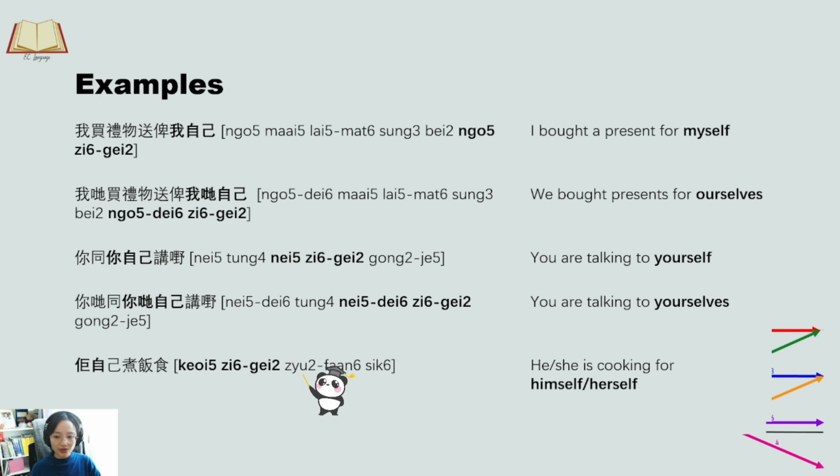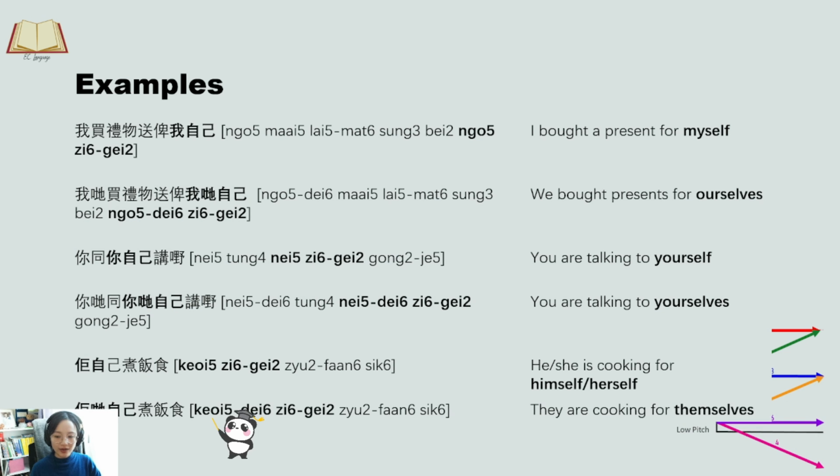佢自己煮飯食 He or she is cooking for himself or herself. 佢哋自己煮飯食 They are cooking for themselves.